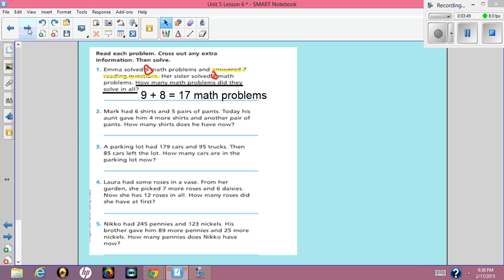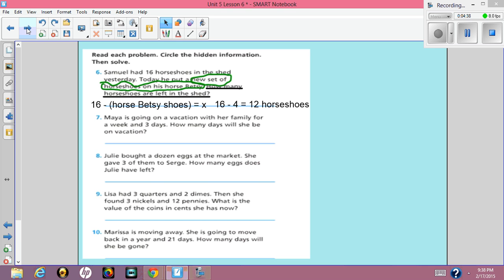So we can have word problems with information we don't need. Let's read this word problem. Emma solved 9 math problems and answered 7 reading questions. Her sister solved 8 math problems. How many math problems did they solve in all? Well, we know that it is only asking how many math problems. We don't need to know that Emma answered 7 reading questions. So we're going to add 9 math problems plus her sister's 8 math problems, and we will have 17 math problems altogether. I'll let you look through those and see if you can solve some of the others before we begin them in class. Now let's look at this next one.